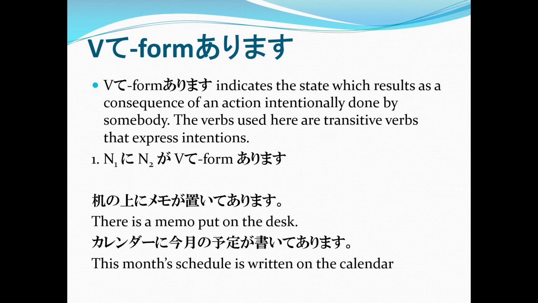Now, in the first example, it is indicated that someone put a memo on the desk, of course, for later use. And as a result, the memo exists as it was put. Now, in the second example, it indicates that someone wrote this month's schedule on the calendar so as not to forget it. And as a result, the schedule is written on the calendar. Did you get that?